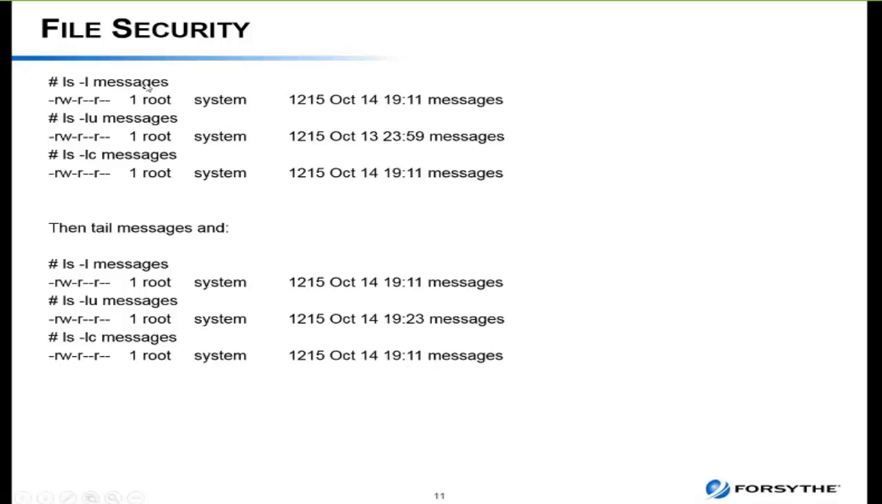So here's some stuff I did the other night. Basically I did an ls -l on my messages log. You can see here that the last modification time was 7:11. The last modification time for the inode was also 7:11. But the last access was midnight the night before when this log was created. Then I did a tail on messages, and now you can see that my last access time is now 7:23. So just to give you an idea of how that would change. Now my modification times didn't change at all.